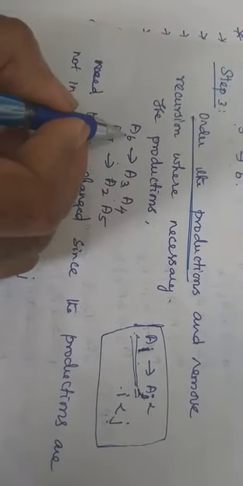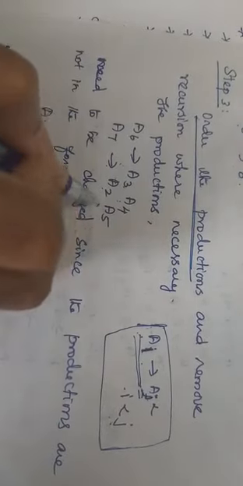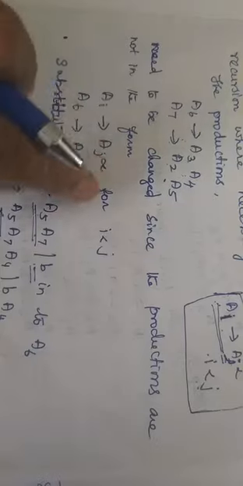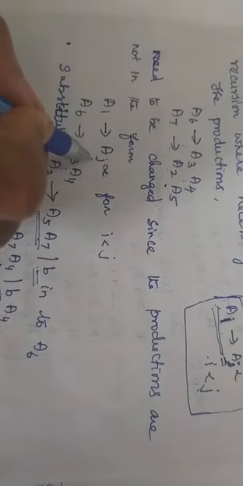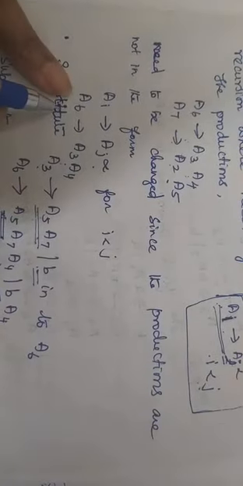So how do we order the production? We have to write the production. A6 gives A3, A4. A7 gives A2, A5. These need to be changed since the productions are not in the form AI implies AJ alpha. So how will we change?